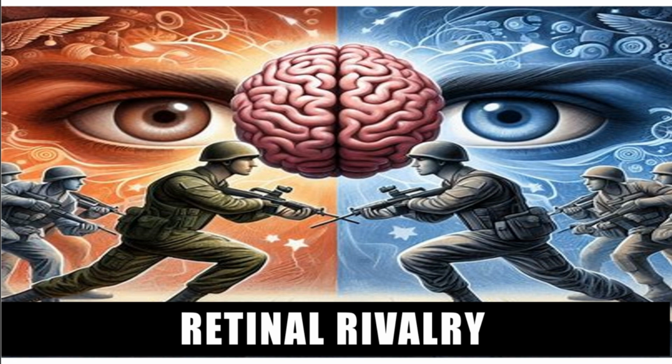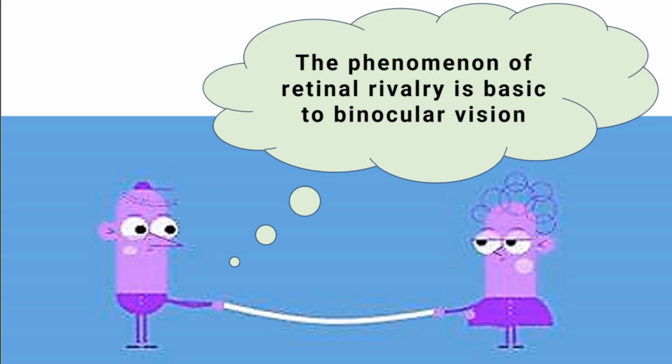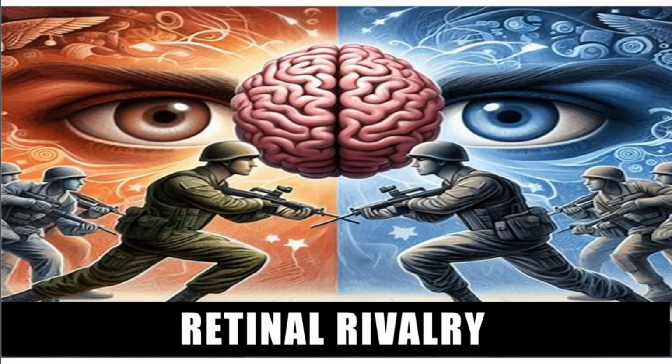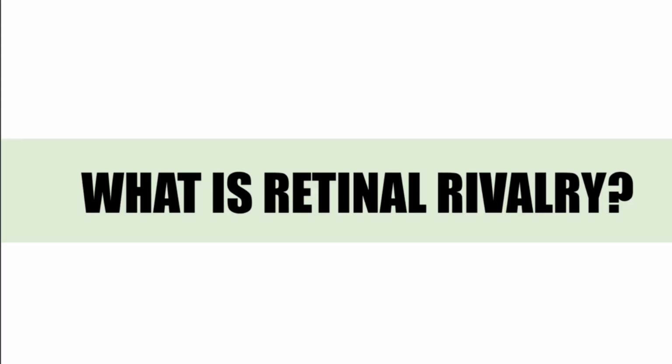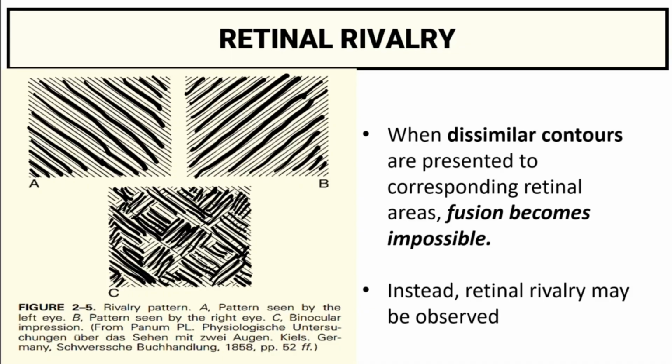First, we shall be talking about retinal rivalry. The phenomenon of retinal rivalry is actually basic to binocular single vision. As threatening as this looks, this is basically a normal binocular vision response. If anyone has normal binocular single vision, they will have retinal rivalry. Now, the question is, what is retinal rivalry? It is when dissimilar contours are presented to corresponding retinal areas.